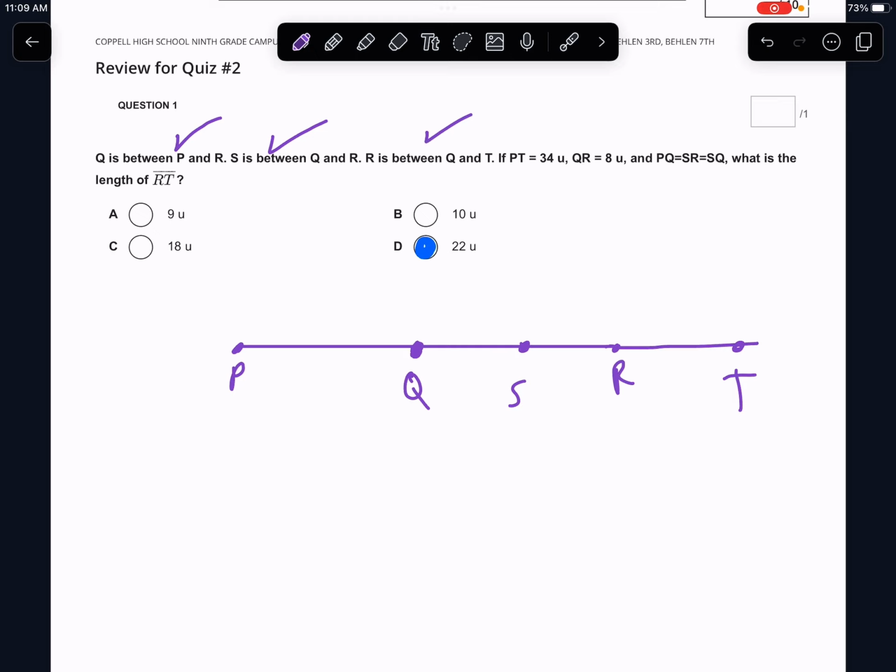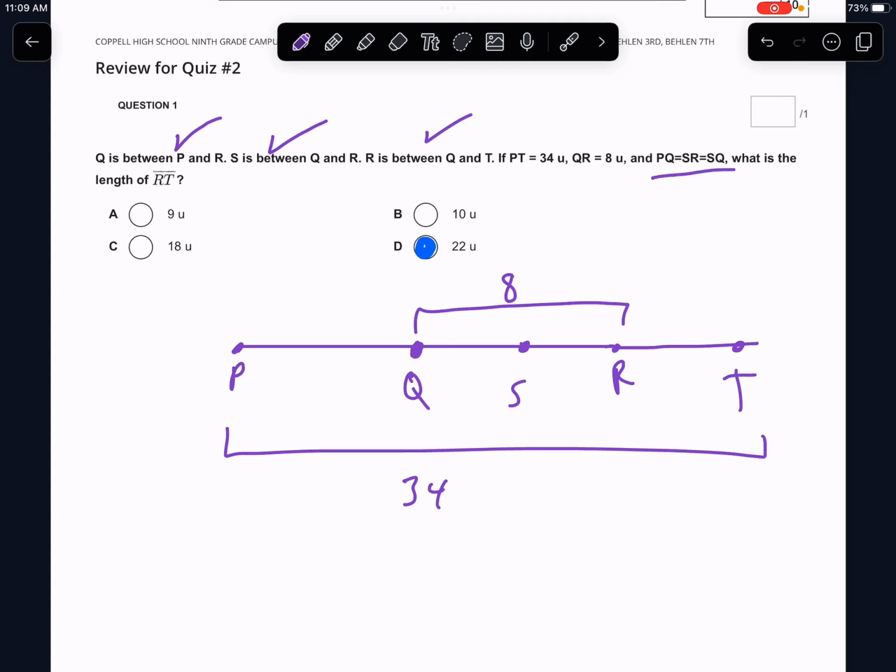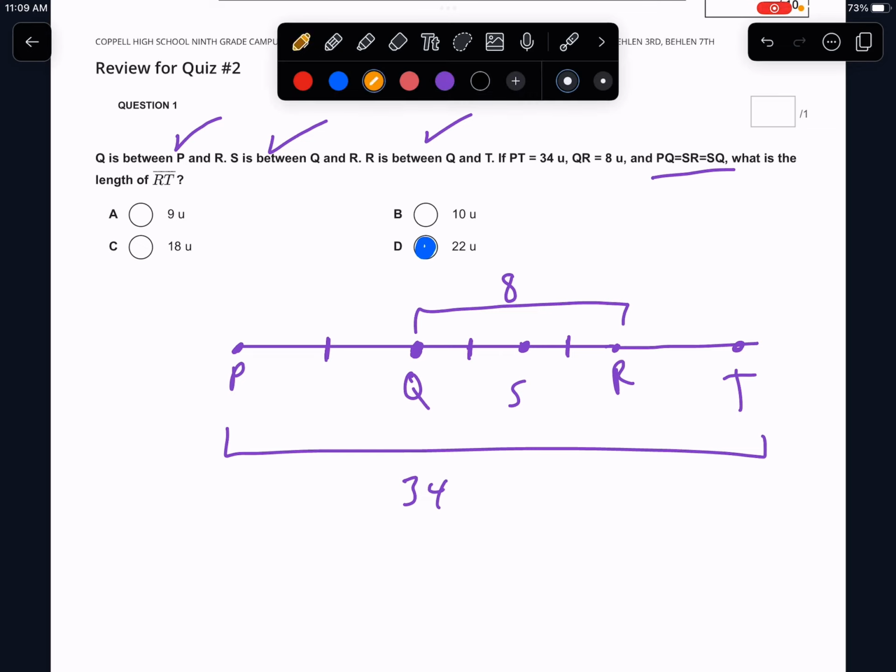It says PT, so the entire thing is 34. QR, so this section is 8. And then they tell us a little sequence here. PQ, SR, and SQ are all the same size. What is the length of RT? So the end goal is RT. I'll call it X. That's what we're looking for.